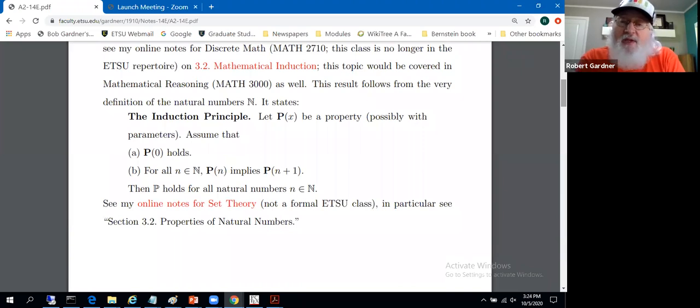All right, here's a statement of the induction principle. It's really part of the very definition of the natural numbers. It states: let P of x be a property, possibly with parameters, more on that shortly. Assume that P of 0 holds, that is, the property holds for 0, and for all n a natural number, when P of n holds, that implies that P of n plus 1 holds. That property for us will usually be formulas. The claim is then that this property P holds for all natural numbers.